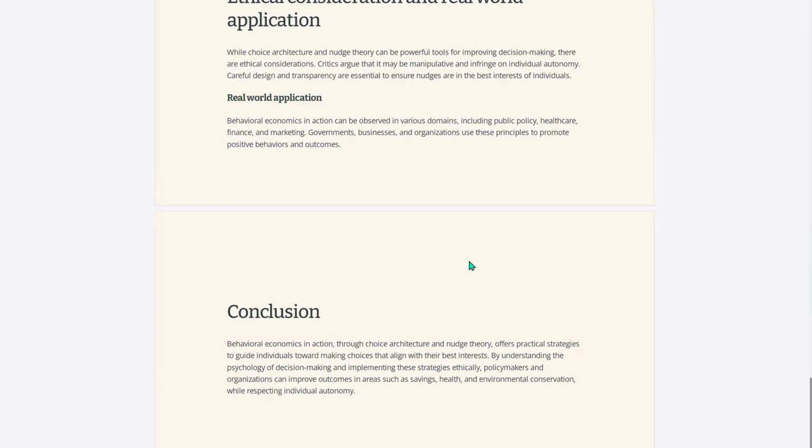Behavioral economics in action through choice architecture and nudge theory offers practical strategies to guide individuals toward making choices that align with their best interests. By understanding the psychology of decision making and implementing these strategies ethically, policymakers and organizations can improve outcomes in areas such as savings, health, and environmental conservation, while respecting individual autonomy.